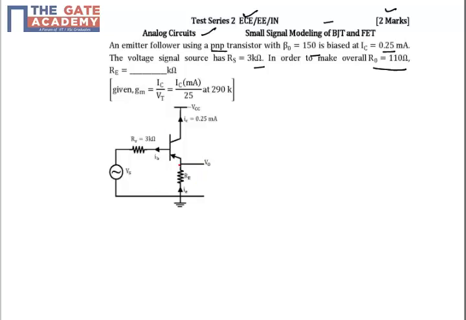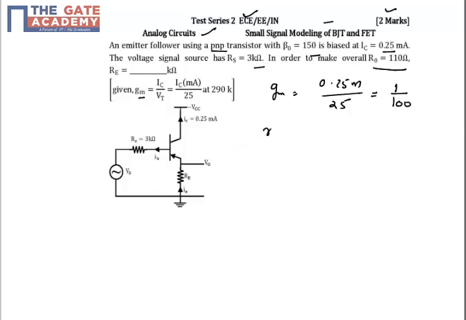So we know that the question gives the relation for gm. This relation of gm is used in the r-pi model. So if the relationship of gm is given, we can calculate the value of gm, because IC is also given as 0.25 milliampere upon 25 millivolt, that is VT, the thermal voltage. So you will get the value of gm as 1 by 100 Siemens.